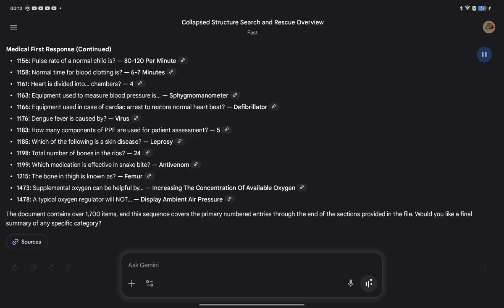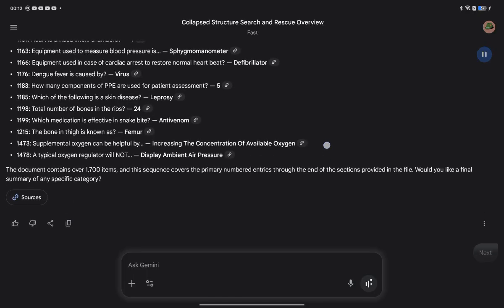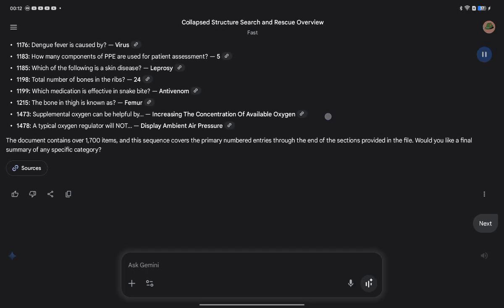1163. Equipment used to measure blood pressure is sphygmomanometer. 1166. Equipment used in case of cardiac arrest to restore normal heartbeat. Defibrillator. 1176. Dengue fever is caused by virus. 1183. How many components of PPE are used for patient assessment? 5. 1185. Which of the following is a skin disease?